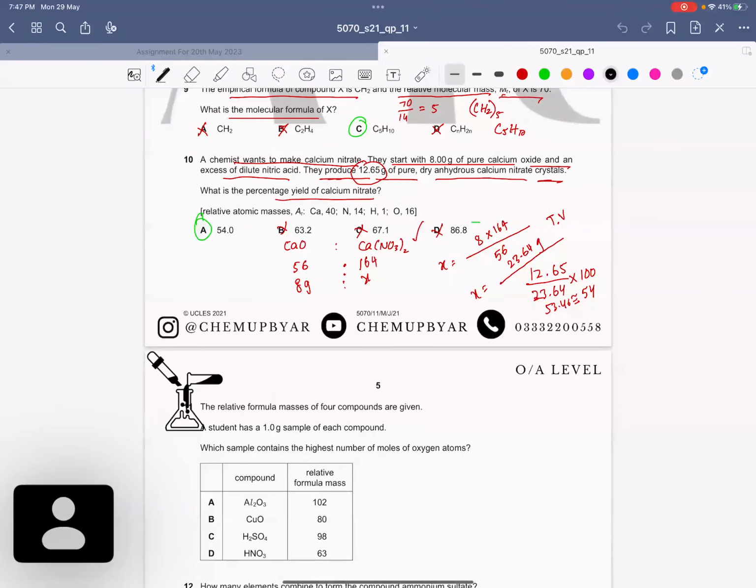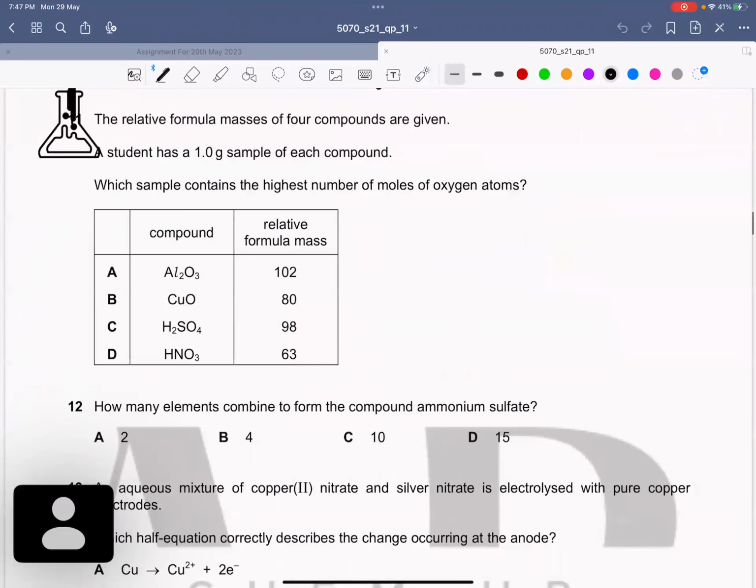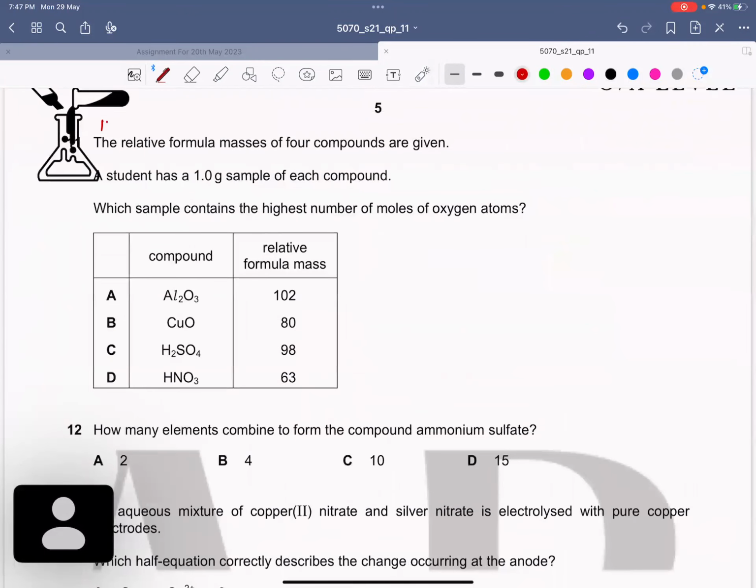Okay, now question number 11. The relative formula masses of 4 compounds are given. A student has 1.0 gram sample of each compound. So they have provided you 4 different compounds with their formula masses, and the student has a sample of 1 gram of mass of each compound. Which sample contains the highest number of moles of oxygen atoms?